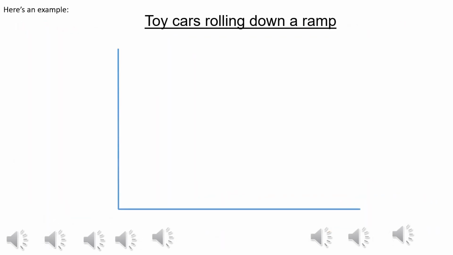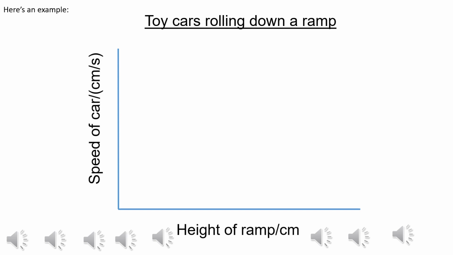So here's an example of a toy car rolling down a ramp. And our investigation is to see how changing the height of the ramp affects the speed of the car when it gets to the bottom. The independent variable is the height of the ramp. And the dependent variable is the speed of the car when it gets to the bottom.